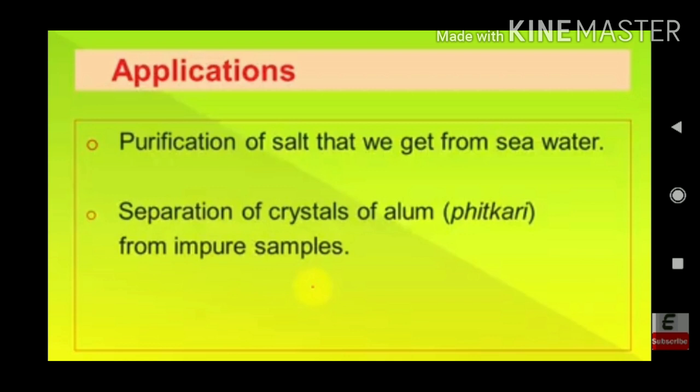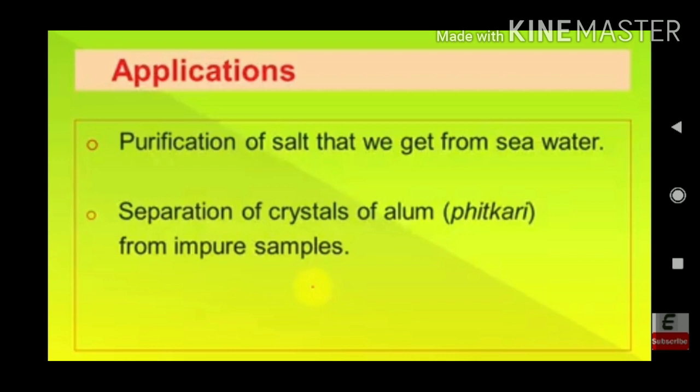Let us now discuss some of the very important applications of crystallization. Crystallization is used to obtain pure common salt from the salt obtained from sea water, because the salt obtained from sea water is not pure; it contains some other salts also. So we can use the crystallization process to obtain pure salt, and this process is also used to obtain pure crystals of alum. So these are the various applications of crystallization.